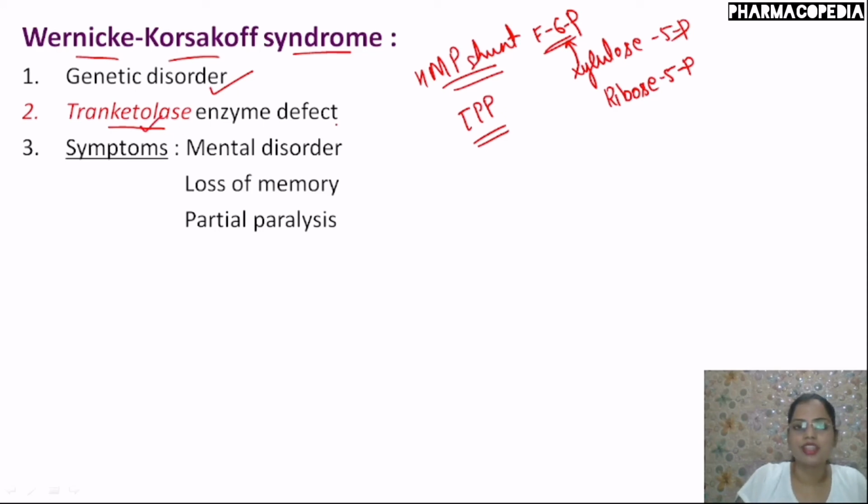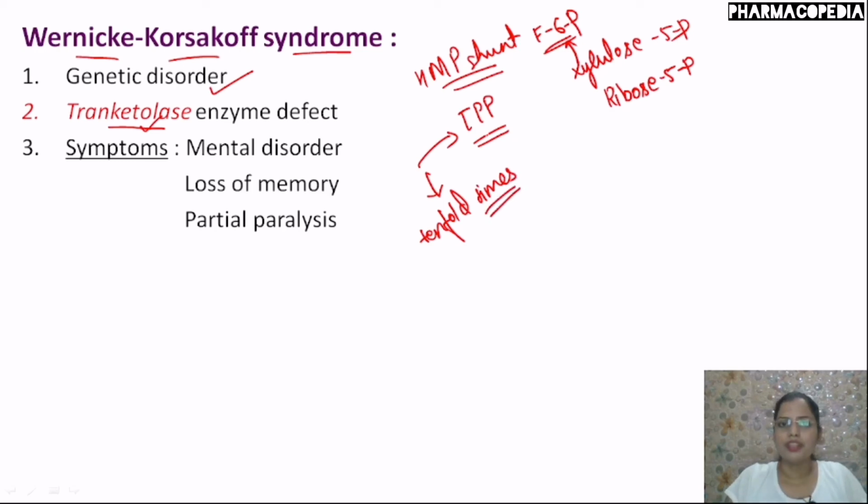So there is a defect. तो जब डिफेक्ट हो जाता है तो फिर क्या होता है? ट्रांसकीटोलेज एंजाइम की जो अफिनिटी होती है थायमिन पायरोफॉस्फेट के साथ में, it decreases by 10 fold. Yes, dear students, it gets decreased 10 fold with the thiamine pyrophosphate. So this was about the Wernicke-Korsakoff syndrome. Moving ahead to the symptoms.